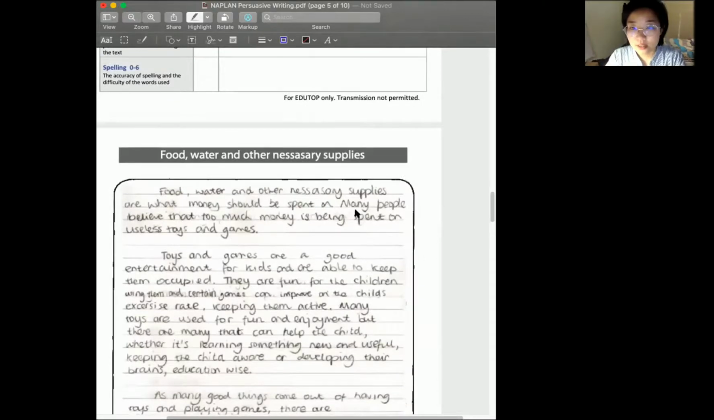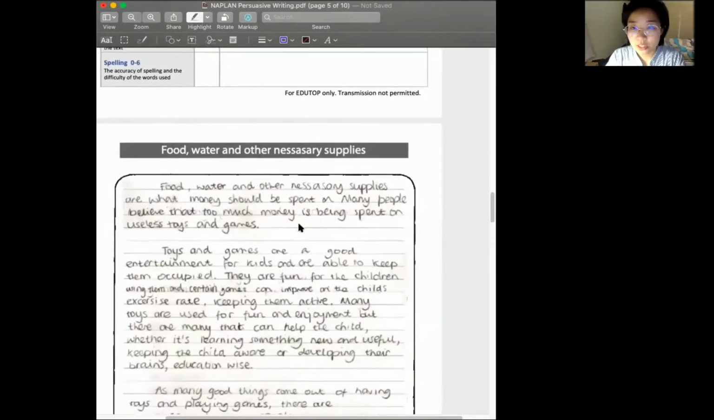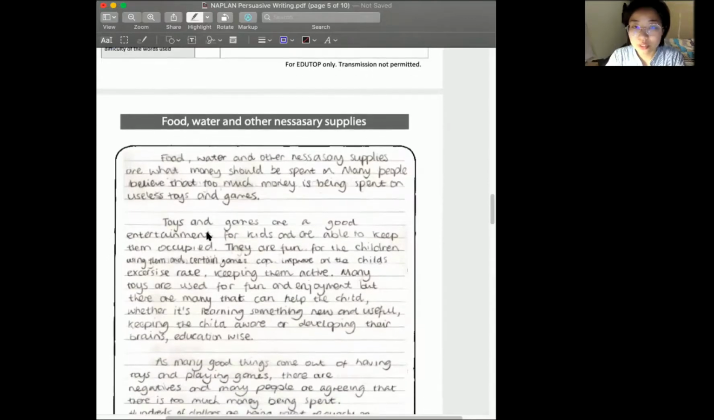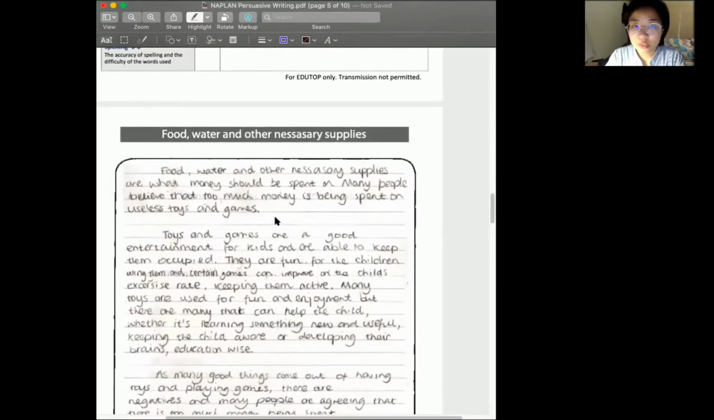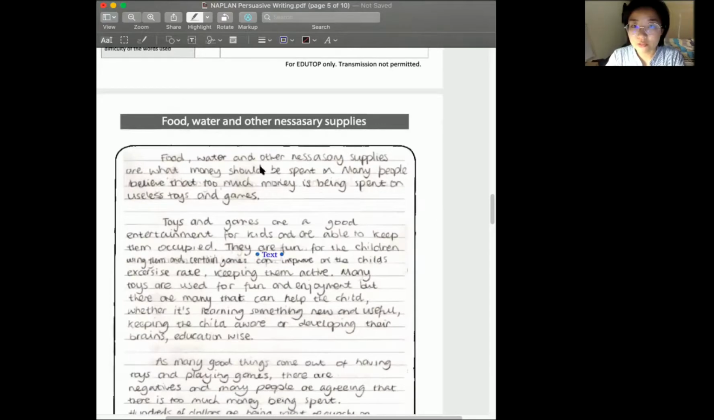So it says, many people believe that too much money is being spent on useless toys and games. But what is your opinion? That's what many people believe, right? Then what do you believe? It seems that there's no opinion in the first paragraph, isn't it? Oops. So that will become an issue.